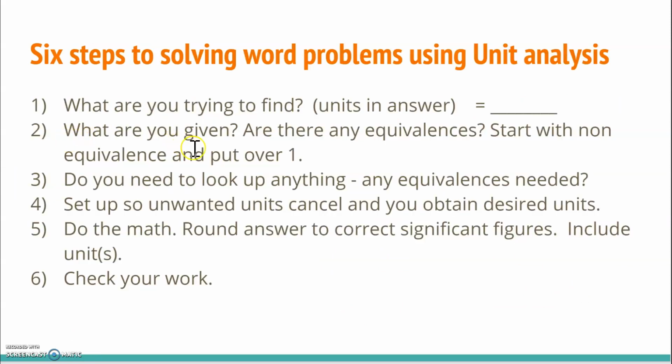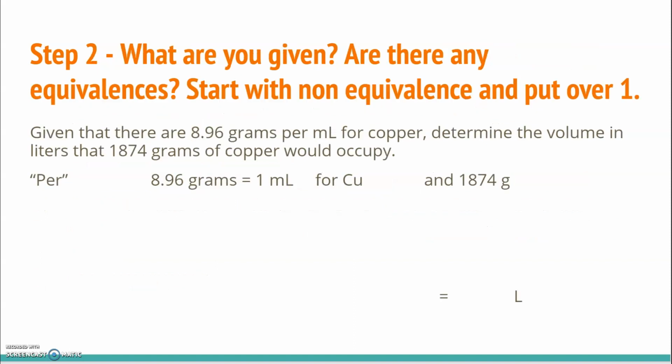The next step, what are you given? Are there any equivalencies? Start with the non-equivalence and put it over 1. So here I'm given 2 sets of information. I am given that there are 8.96 grams per milliliter. That's one of those keywords that you're going to use to realize that this is an equivalence. We had a whole video on that. 8.96 grams equals 1 milliliter. At least it does for copper.